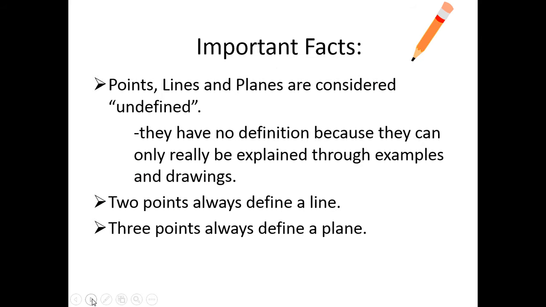So important facts I'd like you to write into your notes underneath this chart, guys, are that points, lines, and planes are considered to be undefined. That means they don't really have a definition. They can only be explained through examples and drawings. You know, people tend to pretty much understand these ideas, but they're hard to actually write a formal definition for. It's kind of like the color yellow. How do you define yellow? Well, it's hard to write a definition for that, but you know it when you see it.